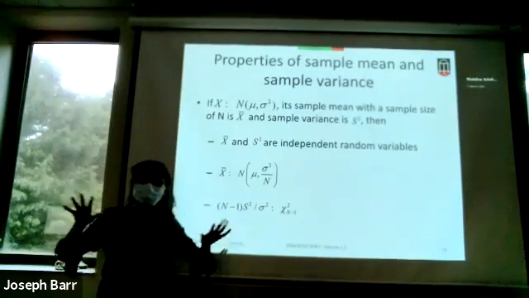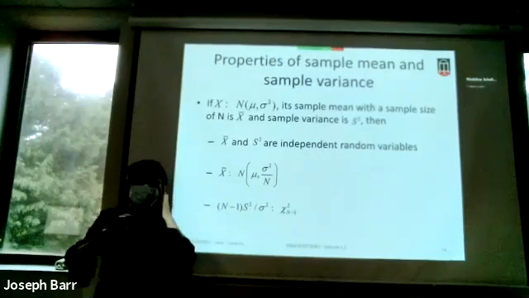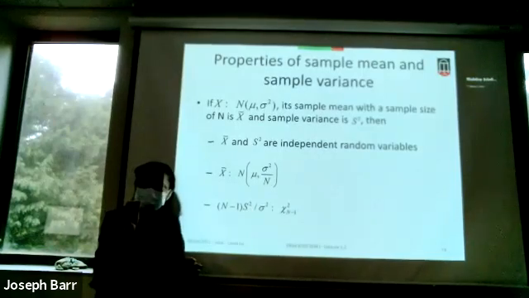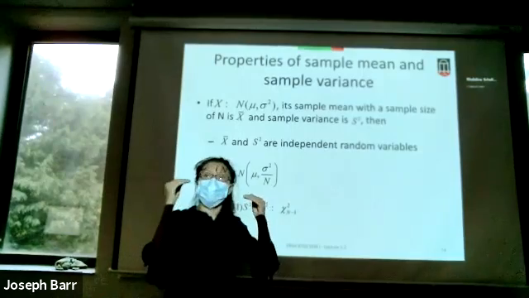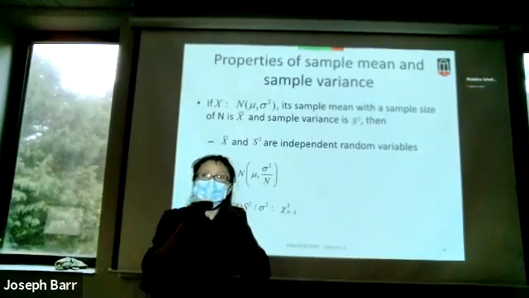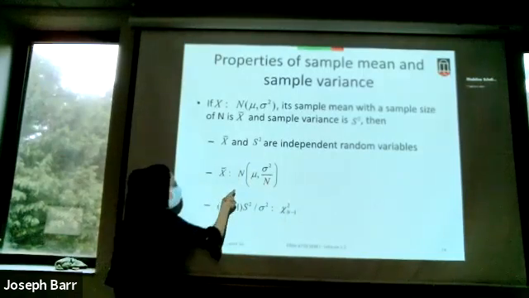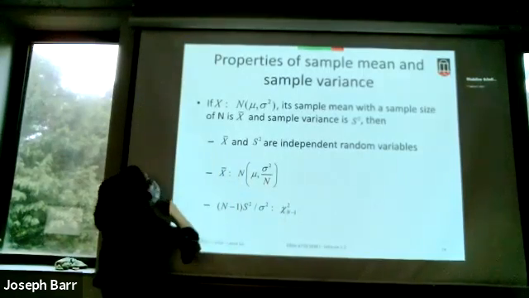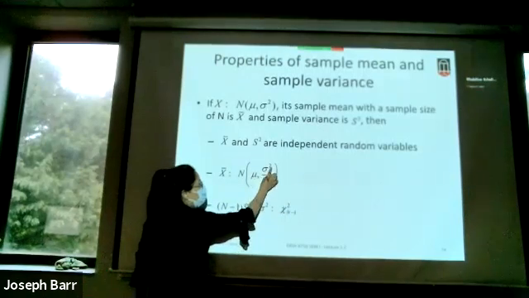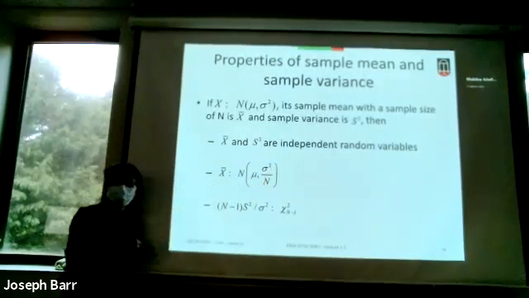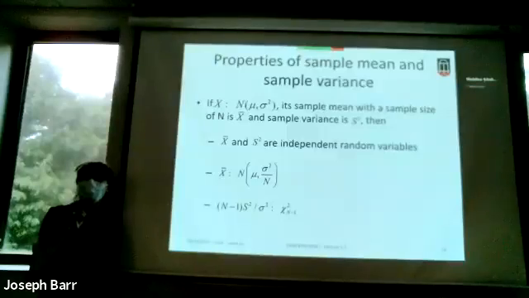Think about a bunch of random variables. If you take the average, it tends toward the center, toward the mean. So it will be spread much more narrowly than the original X. So sigma squared divided by n is the variance of the sample mean, X bar.